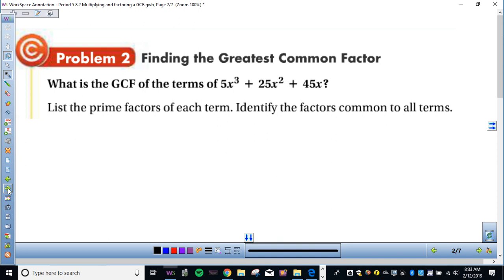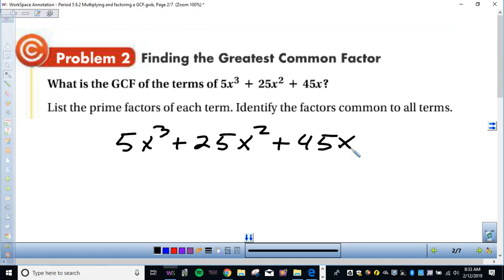So, we're going to do this one. It says list the prime factors. I find it pretty stupid to list the prime factors. I'll do it one time because it might help a kid, but I won't ever do it again because it irritates me. We're going to factor this top one like normal, so write that top one down, please: 5x cubed plus 25x squared plus 45x.